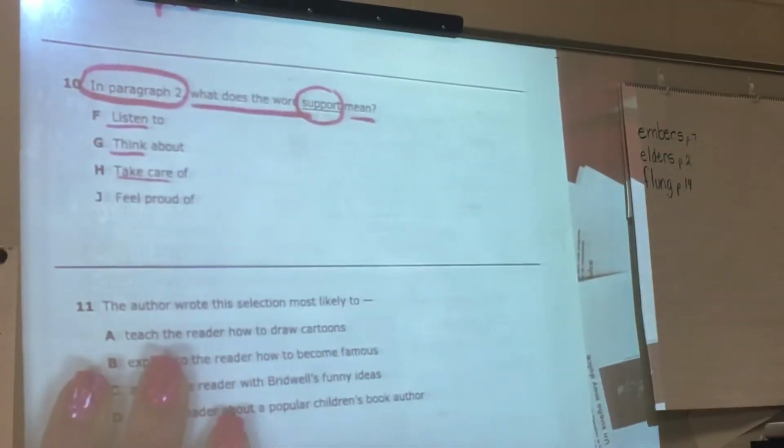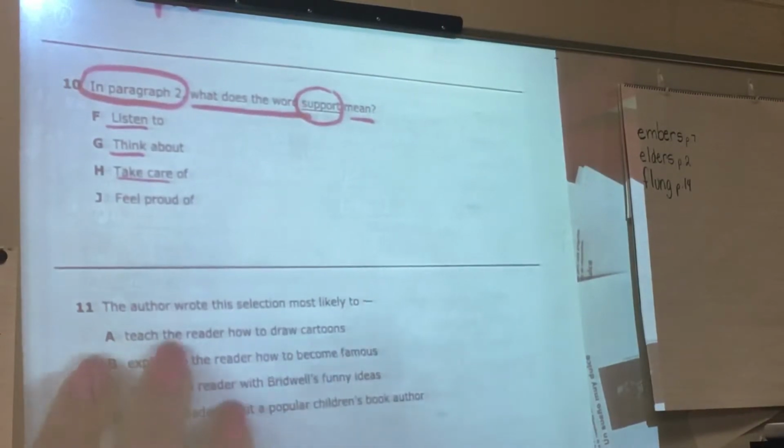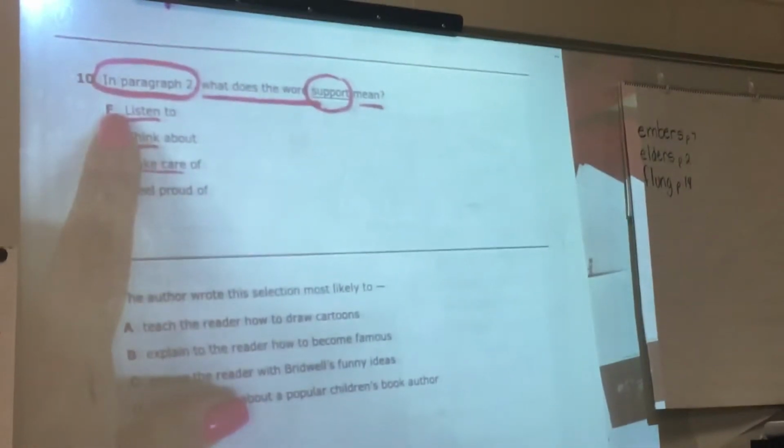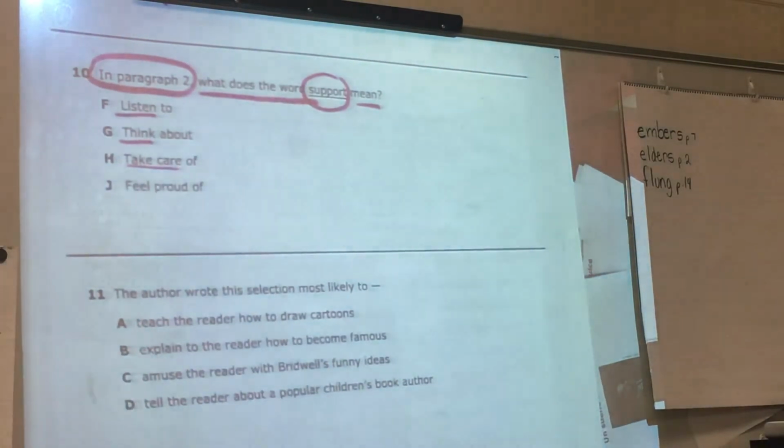Actions. I'm proud of you, you're proud of me, he's proud of me. Think about, I think, you think, he thinks. Verbs. Listen, I listen, you listen, he listens. They're verbs, right?